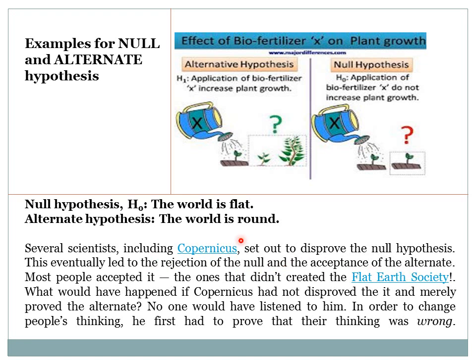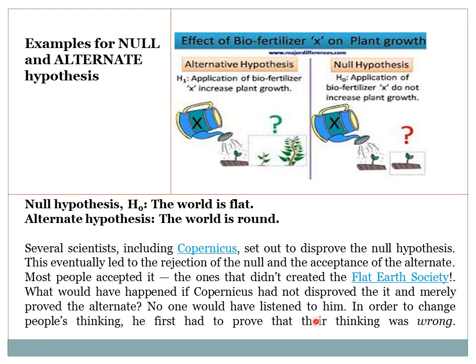Is it so? Yes. But I am telling you the but case. Most of the people accepted it, and the ones who didn't created the Flat Earth Society. Correct? What would have happened if Copernicus had not disproved the null hypothesis and merely proved the alternate one? Then no one would have listened to him. If Copernicus didn't disprove this hypothesis, whatever we had assumed, that the world is flat, what would have happened? Then we might have thought that the world is flat only.